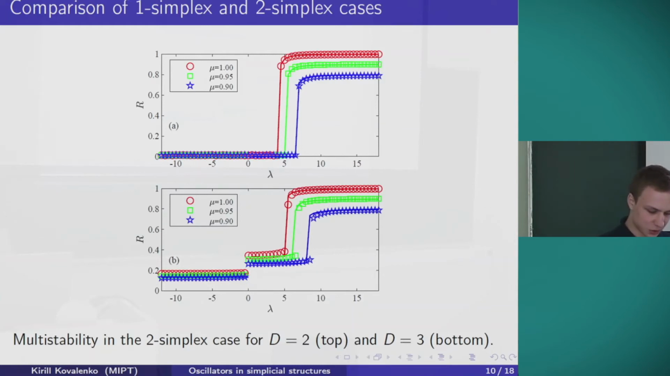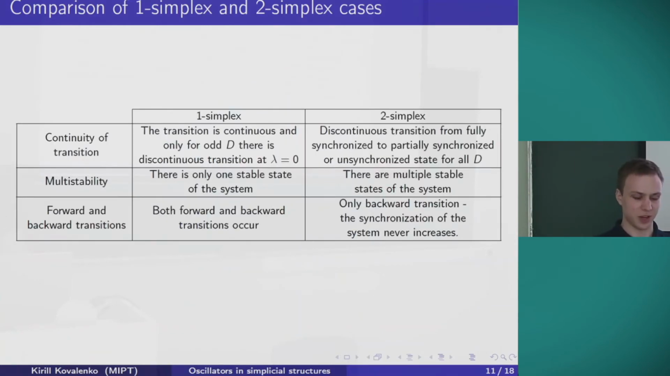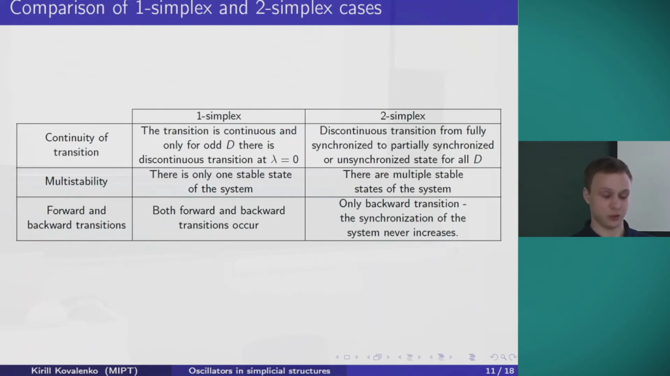And now I can also talk about the forward and the backward transitions in this case. In the case of one simplex, both forward and backward transition occur due to the reason that system can be in only one stable state. So it doesn't matter from which side you approach concrete value of lambda, it can be only in one state. But in case of two simplex, only backward transition occurs, due to the reason that synchronization of the system never increases. It may be a good property in case you want to avoid synchronization, like for example in neuroscience. We don't want to have a synchronization of the full brain.